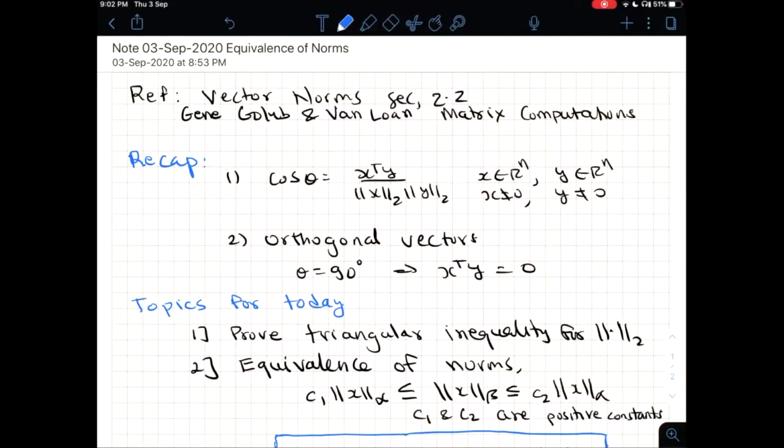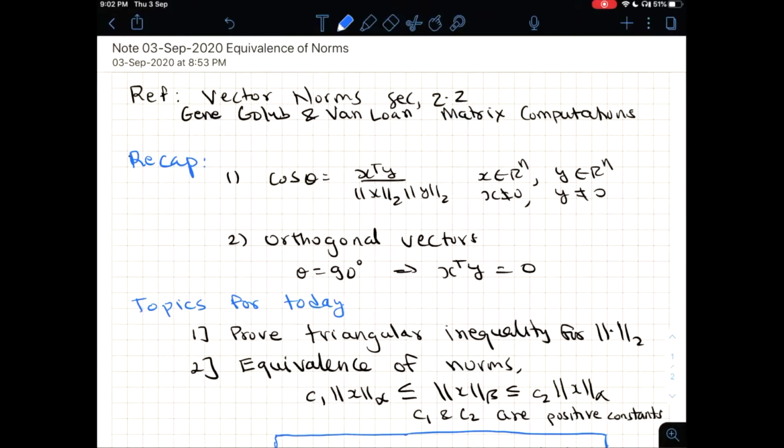Yeah, welcome back. Today is our ninth lecture in our first course in optimization, and I am going to continue with and complete the topic of vector norms today. I thought I will give you the reference from where I am teaching. This is section 2.2 from Matrix Computations by Golub and Van Loan. This is my key source material on which I have based this section.